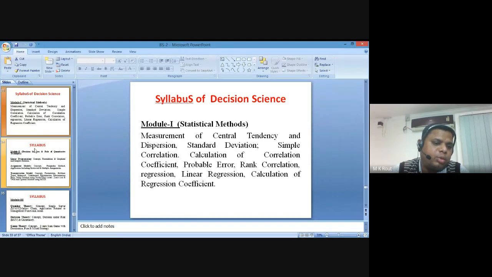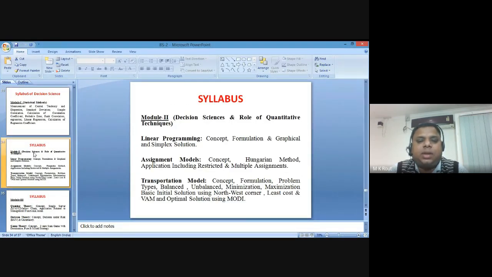Moving to module number 2. In that case, it basically focuses on decision science and the role of quantitative techniques.